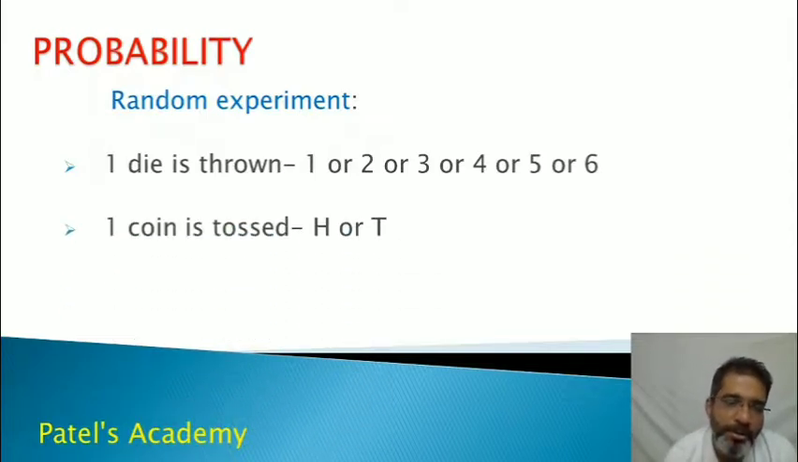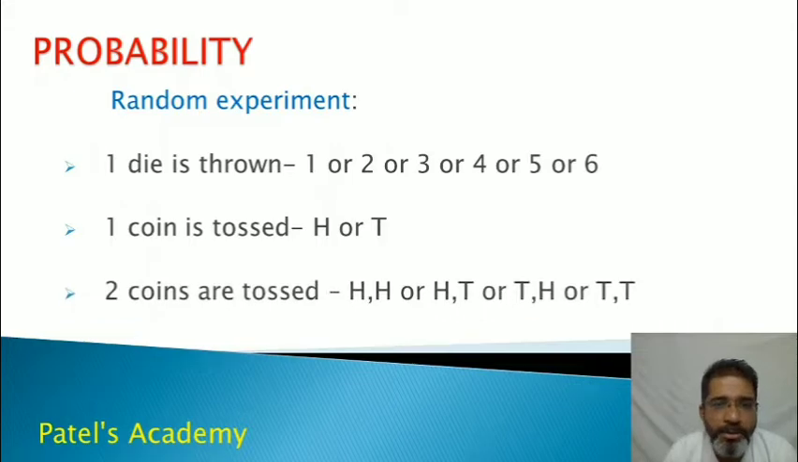When you toss a coin, what are the outcomes we can have? We can have a head or a tail. When two coins are tossed, the options we can have are HH, HT, TH and TT. HH means head on the first, head on the second. HT means head on the first and tail on the second. TH means tail on the first and head on the second. And TT means tail on both the coins.